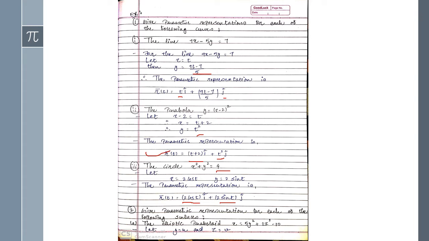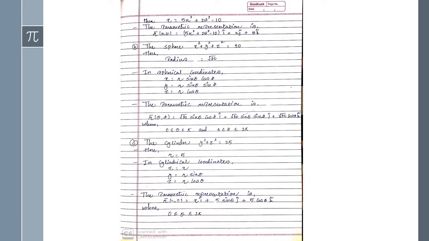Again, I have given so many examples. The elliptic paraboloid x equals 5y square plus 2z square minus 10. You can see that here there are three variables, x, y, and z. So just apply any two suppositions for these variables. I'm applying y equals u and z equals v. So you will get x equals 5u square plus 2v square minus 10. Now just put the values of all these x, y, and z, and that will be your final equation.